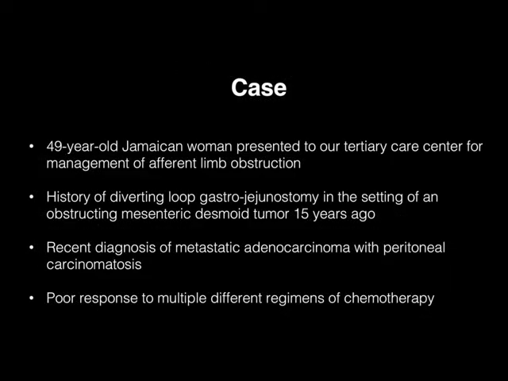A 49-year-old Jamaican woman presented to our tertiary care center for management of afferent limb obstruction. She has a history of diverting loop gastrojejunostomy in the setting of an obstructing mesenteric desmoid tumor that was diagnosed 15 years ago. She was recently diagnosed with metastatic adenocarcinoma with peritoneal carcinomatosis that had poor response to multiple different regimens of chemotherapy.